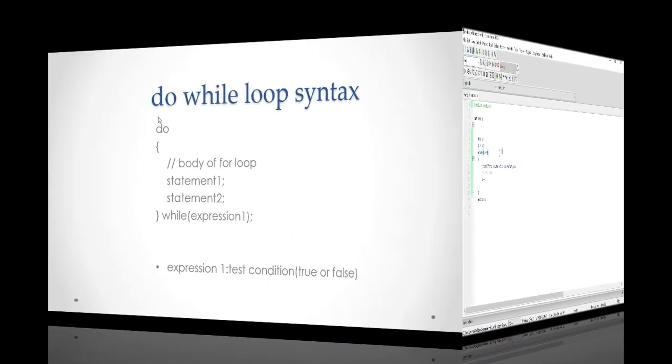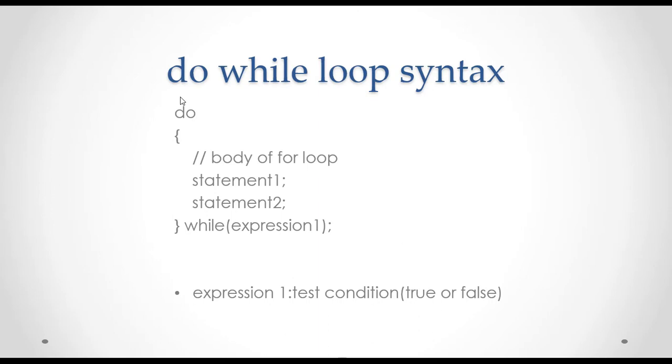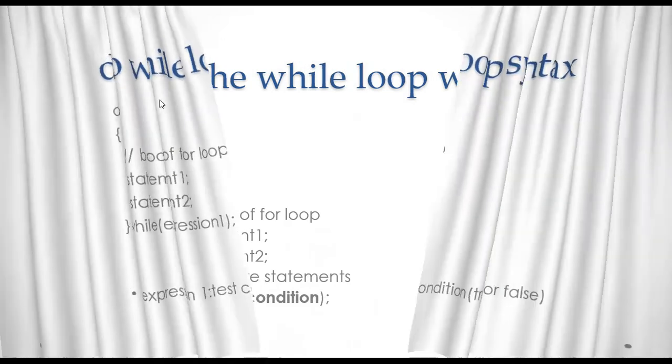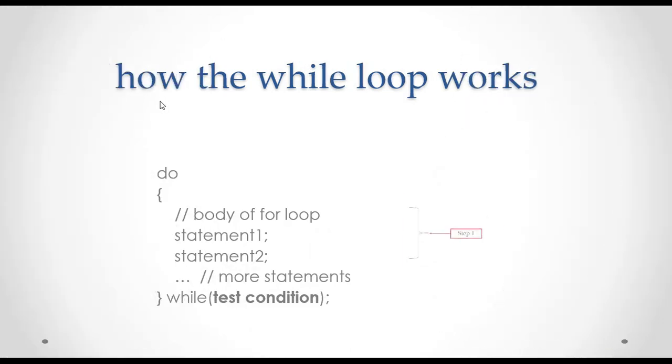The do while loop has the following syntax. First of all, we begin with the do keyword, followed by a body. After the body, we have the while keyword with a test condition. How does it work? In the beginning, the body is first run, and secondly, the test condition is evaluated.